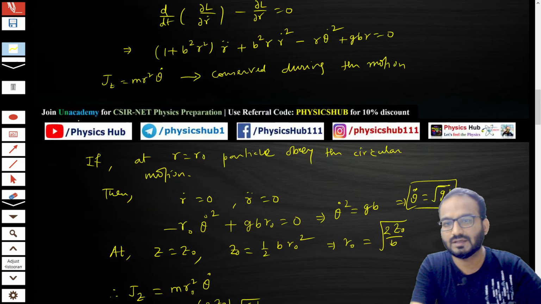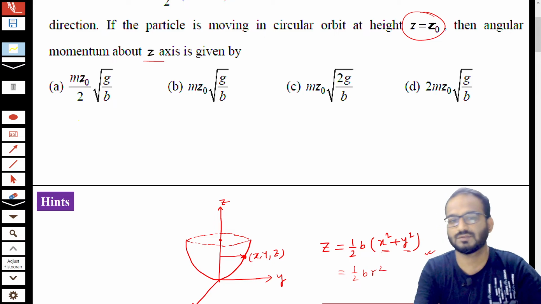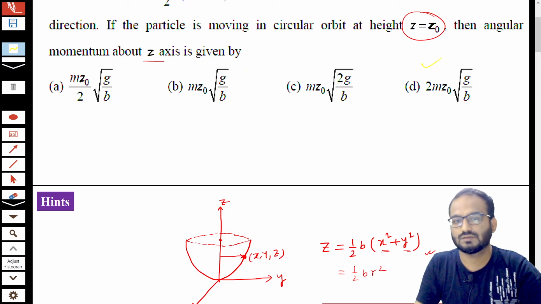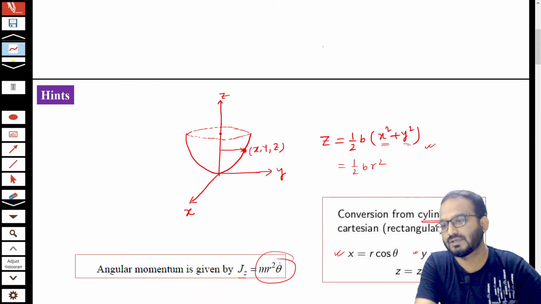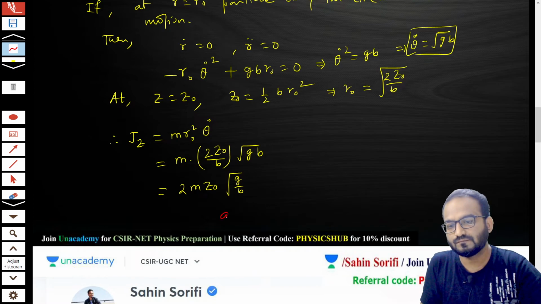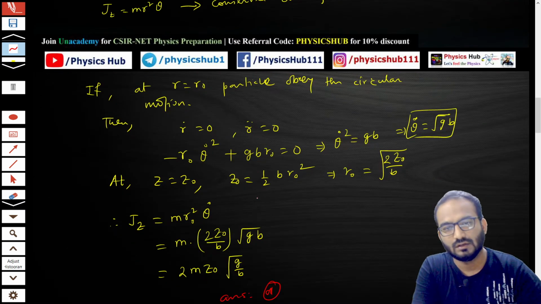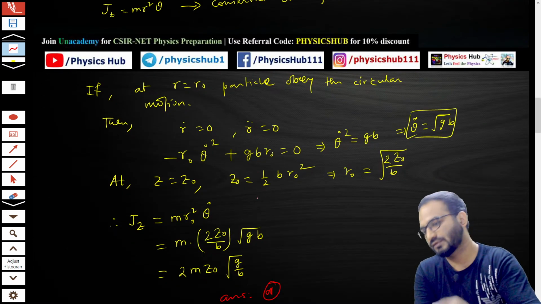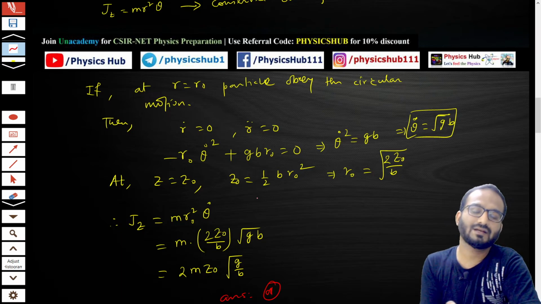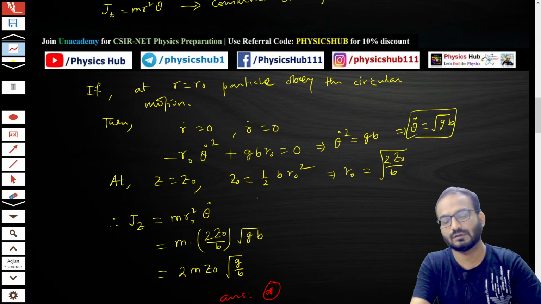Okay, so let's match the options. Is any of the options matching? 2 m z naught root over g by b. Okay, option D is matching. So option D is the correct option for this question. I hope you have understood this solution and the process. Obviously, this can be solved using Newtonian mechanics also, but Lagrangian mechanics makes it very simple. So I hope you have understood this solution very well.